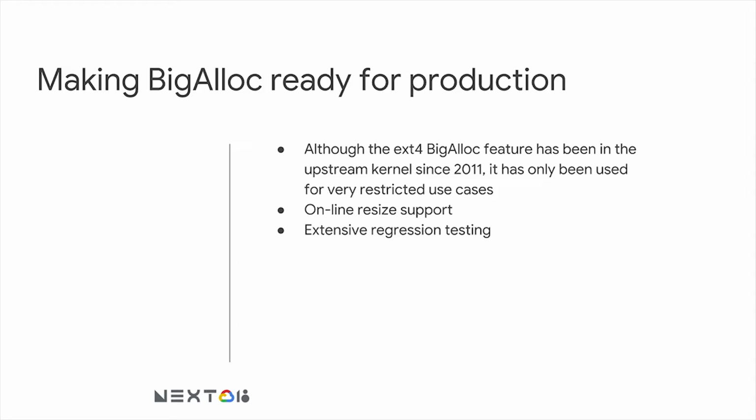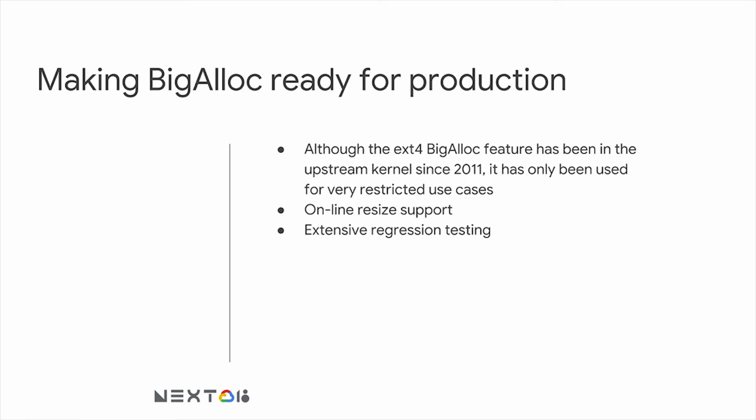And so when we looked at what we would need to do in order to enable this feature for use in Cloud SQL, there were two things that we decided we had to do to make it production ready. The first is that we had to add support for online resizing. This is so as your database grows and you have a need to store more data, Cloud SQL will make a request to the persistent disk to grow the size of the persistent disk, and we need to be able to grow the file system to use that extra space for the expanded persistent disk.